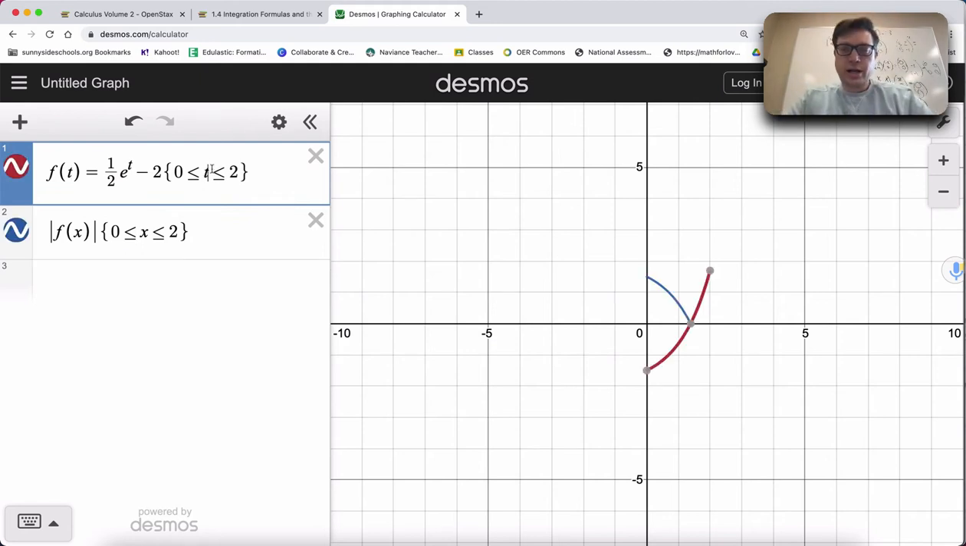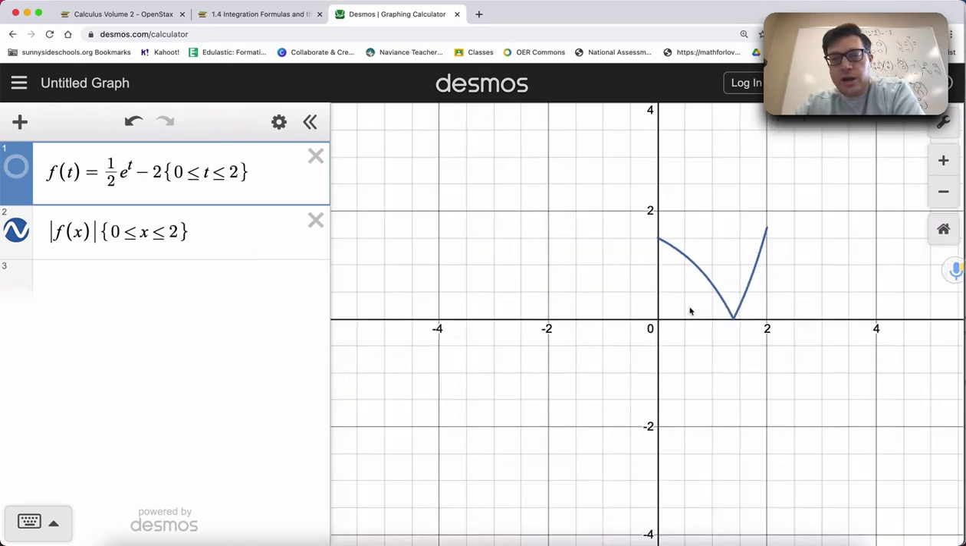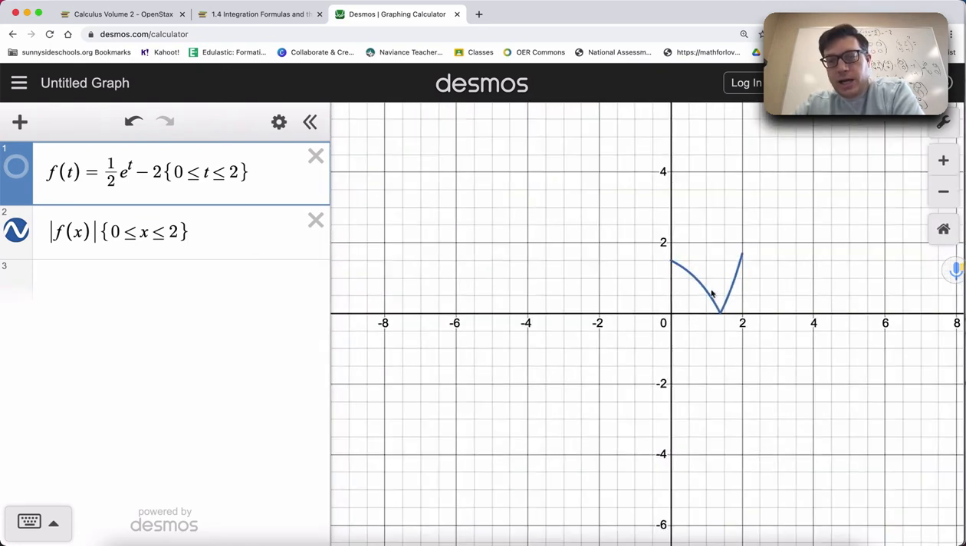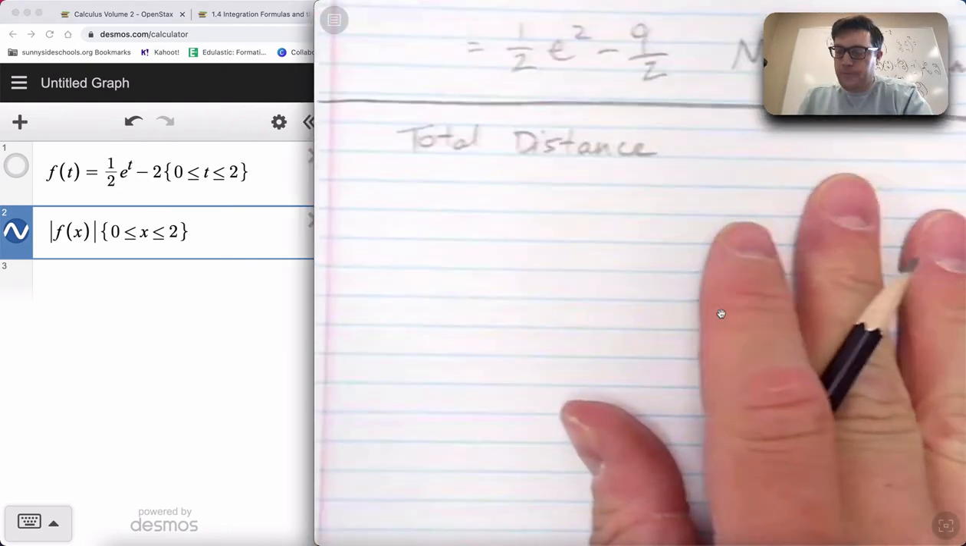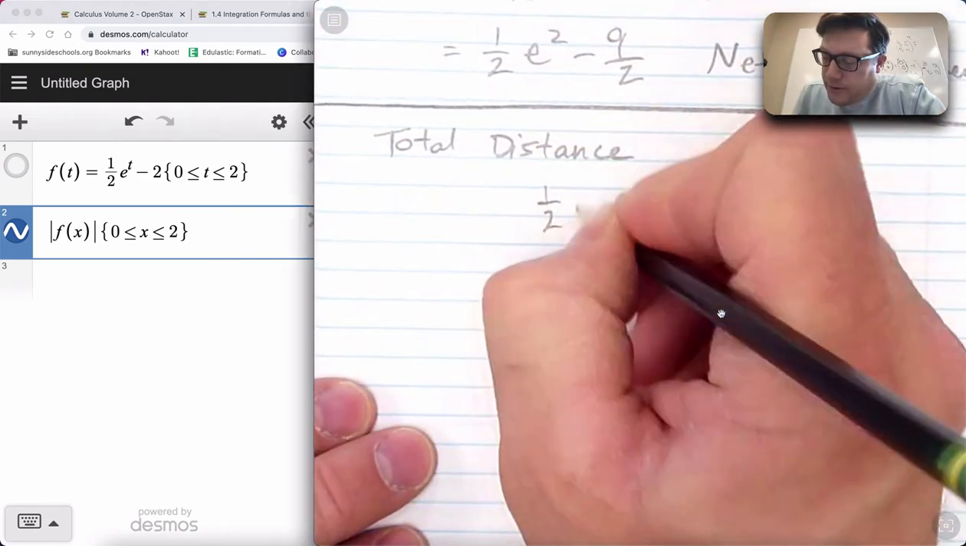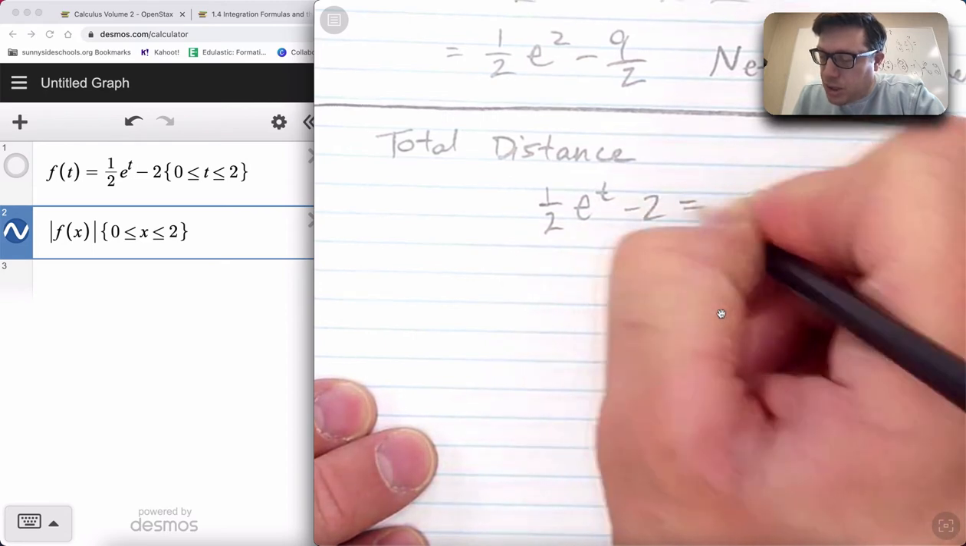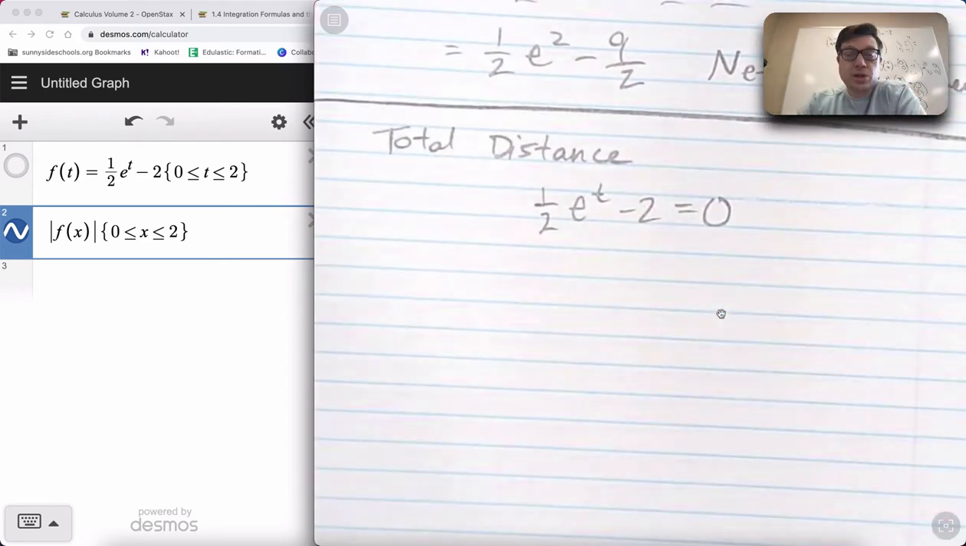Perfect! There it is. So we're not really considering the red function for total distance. We're considering the blue function. And if you notice, this blue function here has a section where it touches the x-axis. We need to know where that is. In other words, what we need to know for total distance, let's see if I can capture this on the document camera, is where 1/2 e to the t minus 2 equals 0. We need to solve for t in this problem.